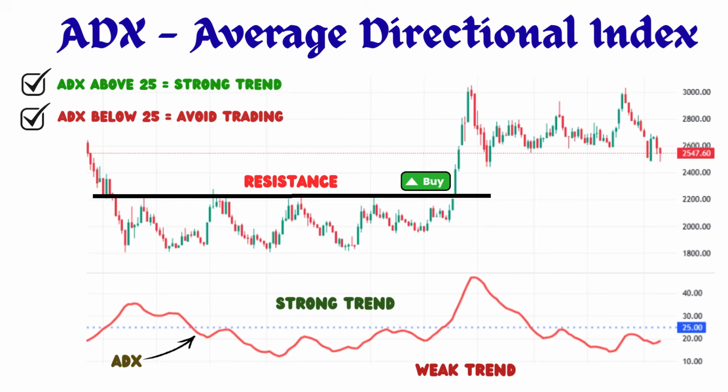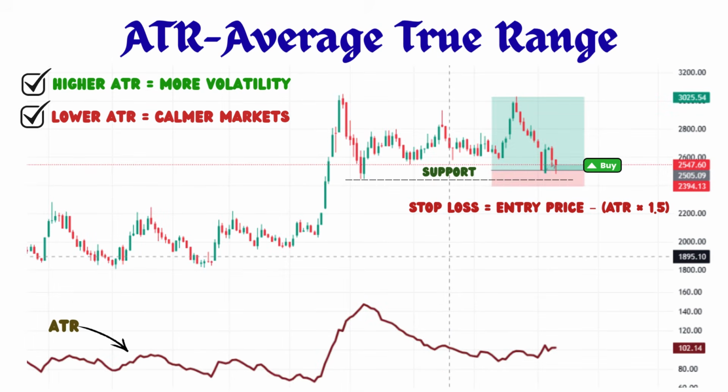The Average True Range, ATR, is a tool that shows how much a price usually moves over a certain time, often 14 days. It doesn't tell you if the price is going up or down, only how big the moves are. When the ATR is high, it means the price is jumping around a lot and the market is more active. When the ATR is low, the price moves less and the market is calmer.